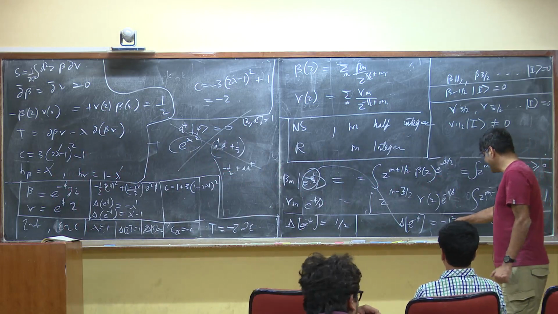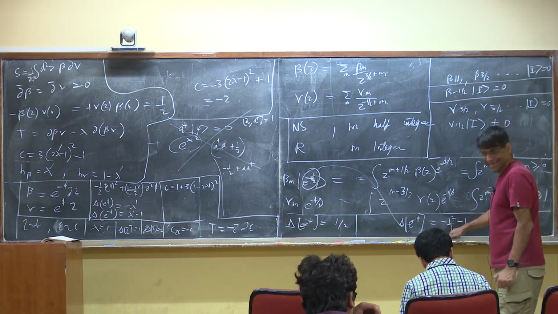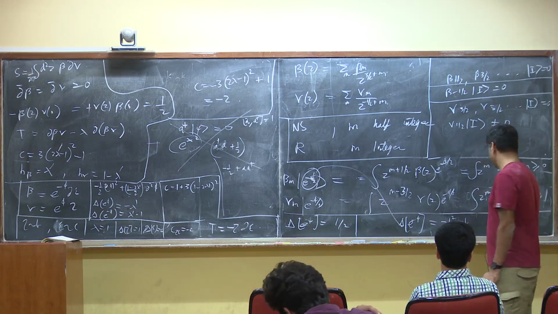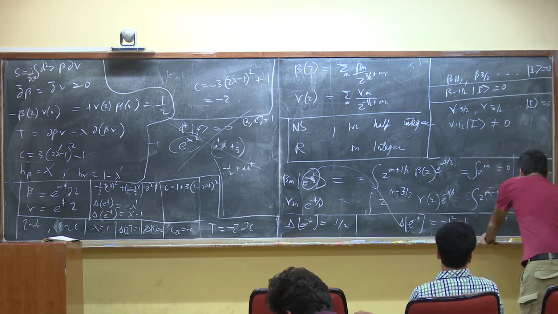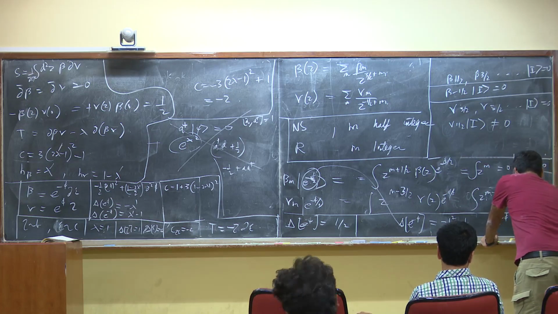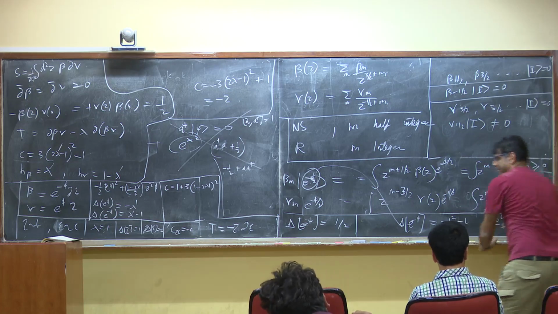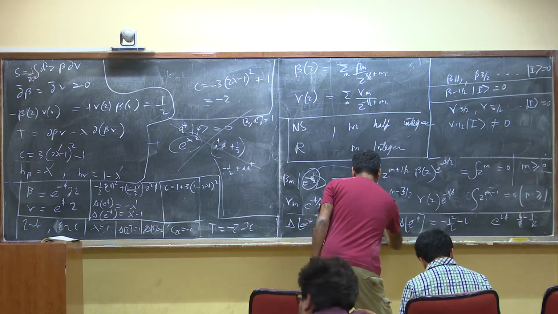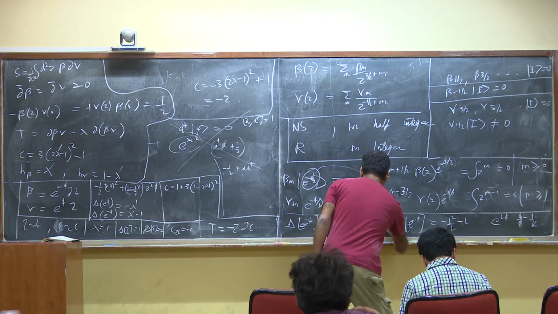Now, here we have L equals minus half. So that's minus 1 by 8 plus half. So that's half minus 1 by 8, so that's 4 by 8 minus 1 by 8. So that's 3 by 8. The dimension of e to the power minus phi by 2 is equal to 3 by 8.